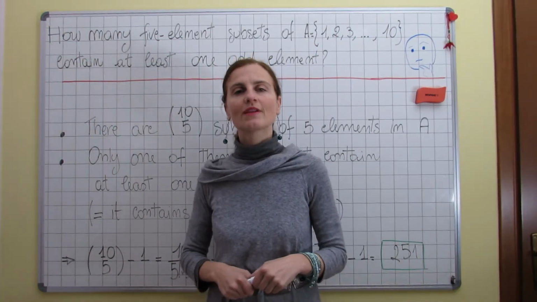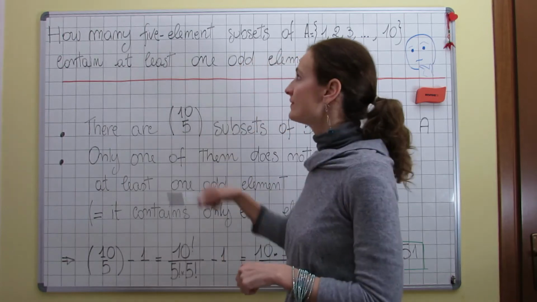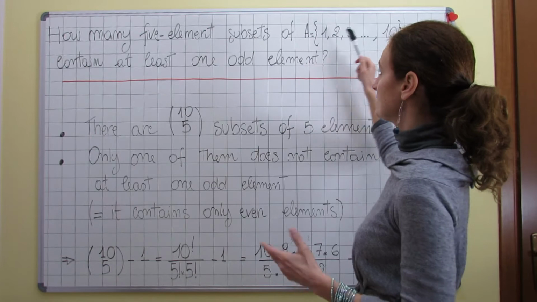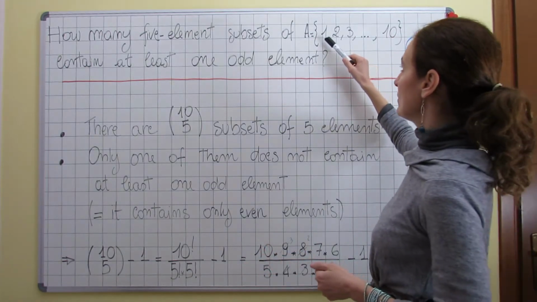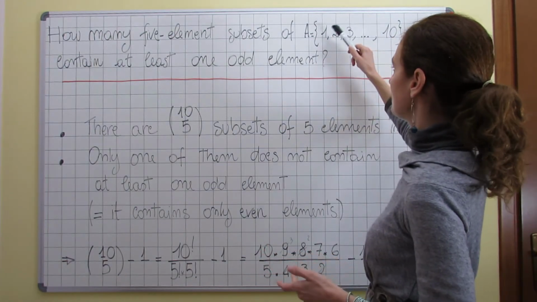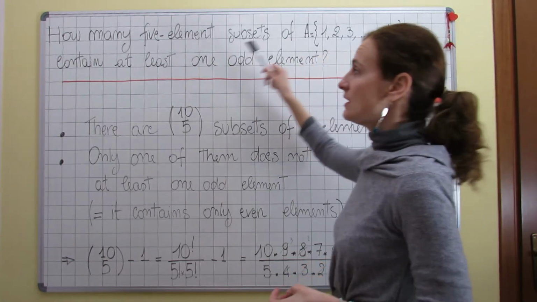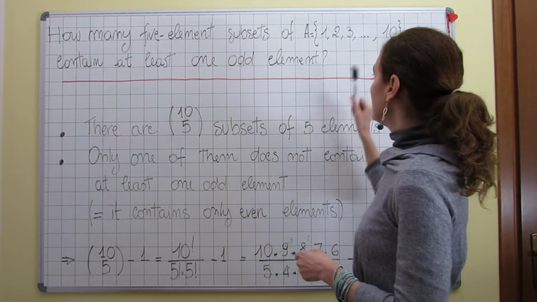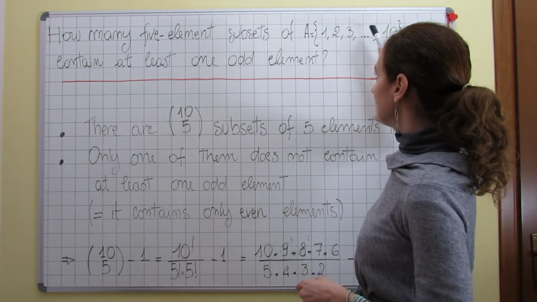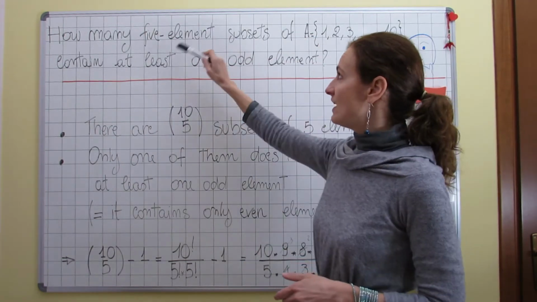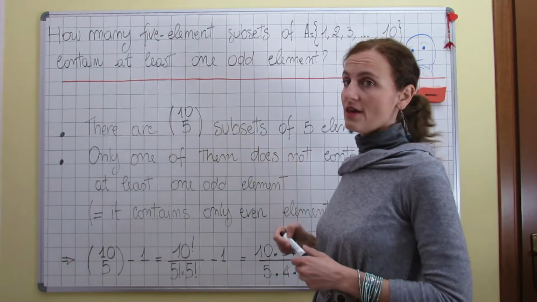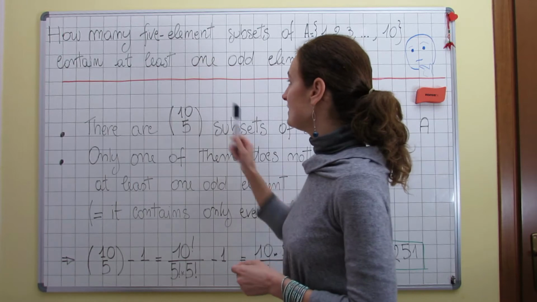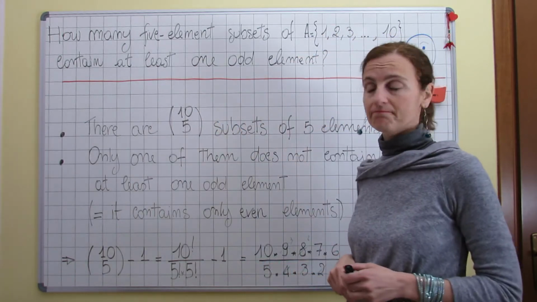Good day! Today I ask you how many 5-element subsets of A, which is the set composed by 1, 2, 3 until 10, so the first 10 natural numbers, contain at least one odd element. So, this set given, how many 5-element subsets are there containing at least one odd element.